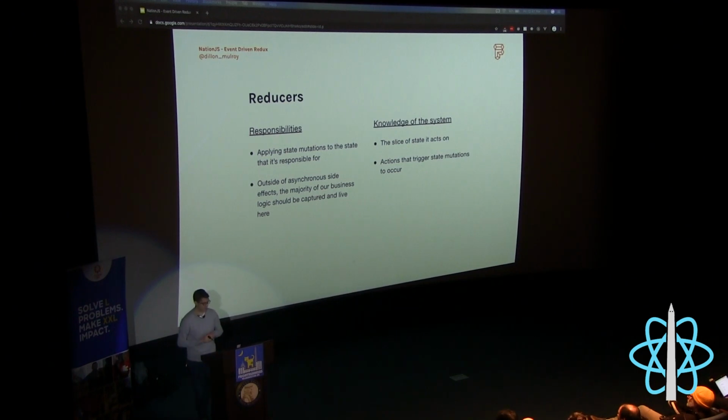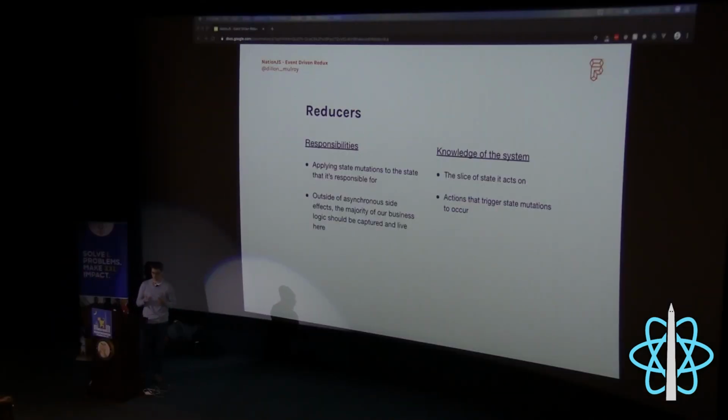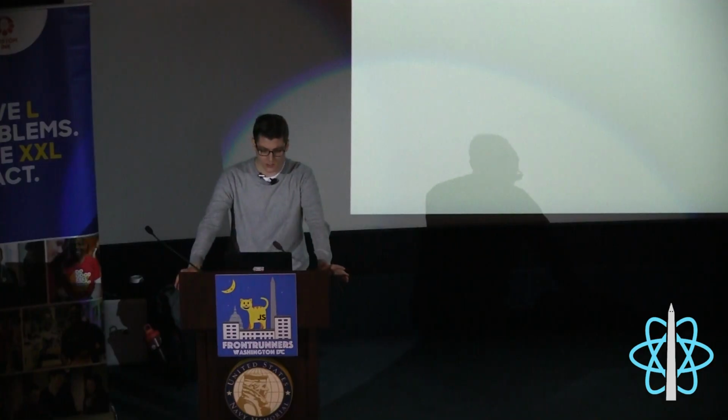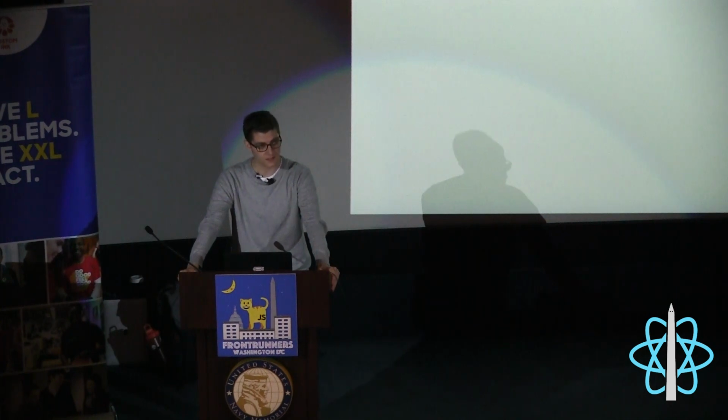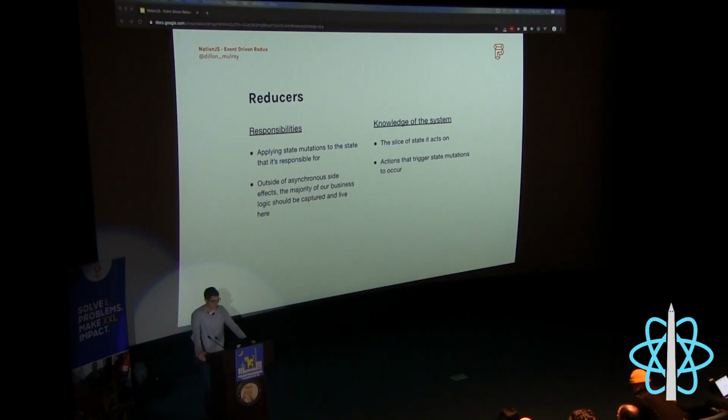So back to the components of our architecture. Reducers are responsible for applying state mutations to the slice of state that they govern. And pretty much outside of any asynchronous middleware, our reducers should hold the majority of our business logic. The reason we want to do that is because reducers have to be pure functions. And if we capture our business logic there, we can test very easily and be confident that our state mutations are doing what we want. In terms of knowledge of the system, reducers should know about the slice of state they act on, and they should also know about the actions that trigger state mutations.